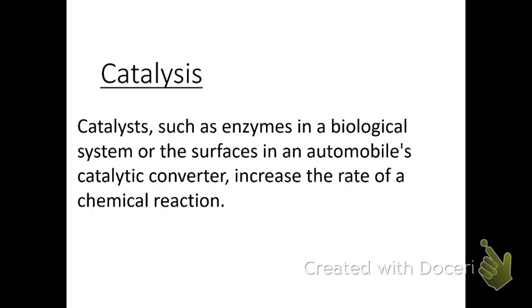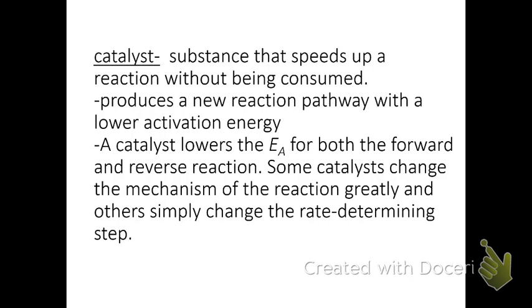Catalysts, such as enzymes in biological systems, increase the rate of a chemical reaction. How do they do that? Does anybody know? They lower the activation energy. They either lower the activation energy or provide an alternate pathway. So the catalyst is something that speeds it up and produces a new pathway. It lowers the activation energy for both the forward and the reverse reactions.